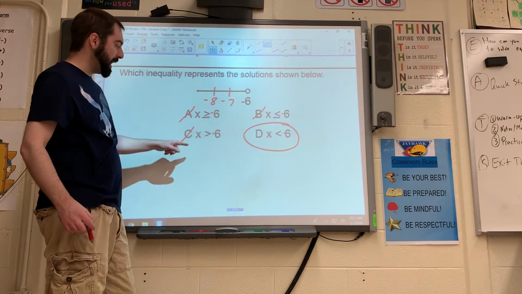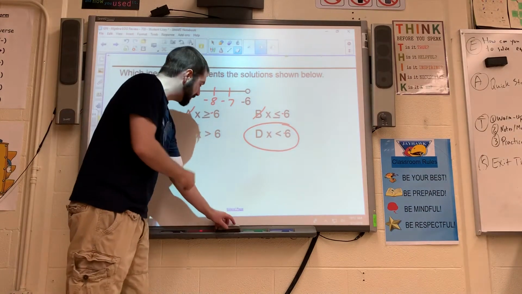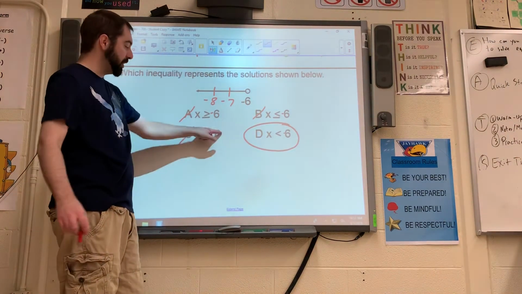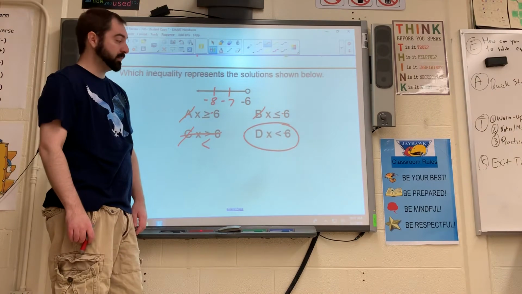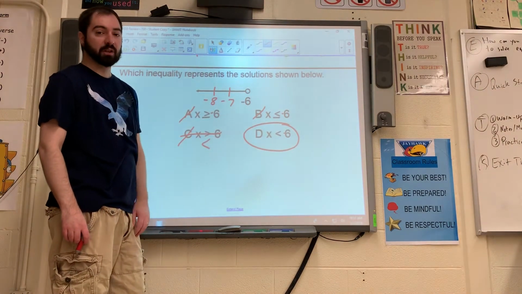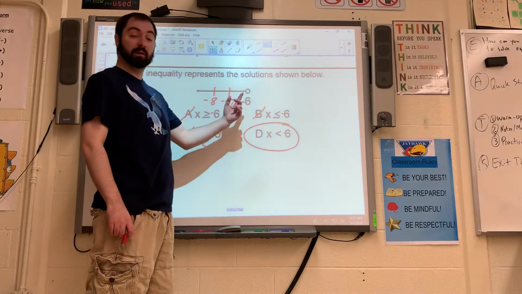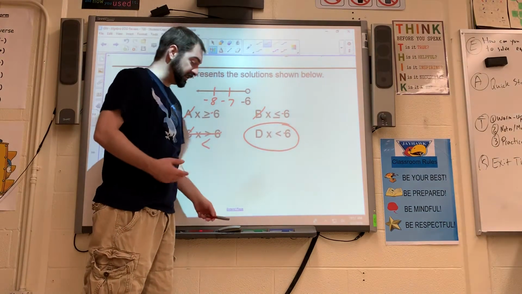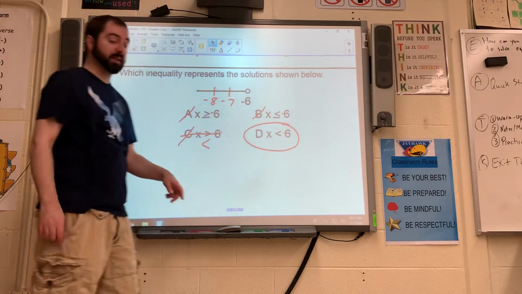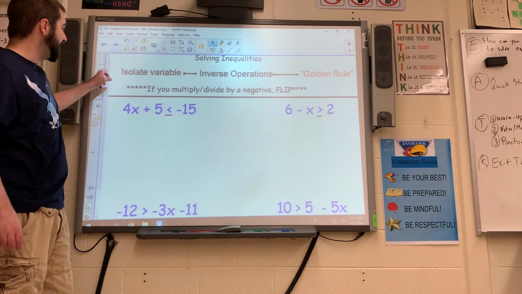C is the opposite. Oops, C should have been greater than, something like that to throw you off. So sorry for the wrong answers, but again, I'm just trying to show you what an EOG question would look like. Something where they're just going to ask you, what graph is this? Which inequality represents that? All right, moving along.